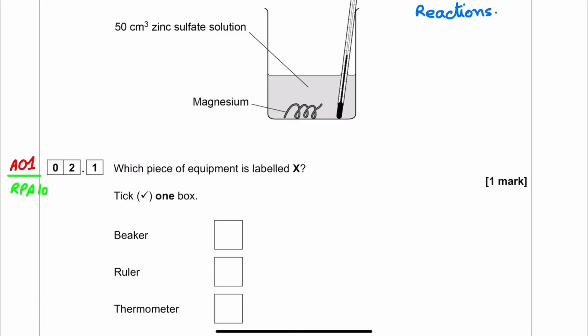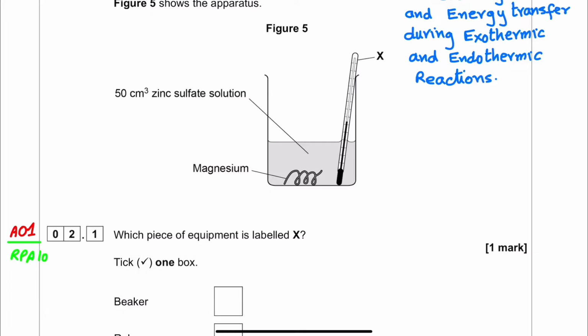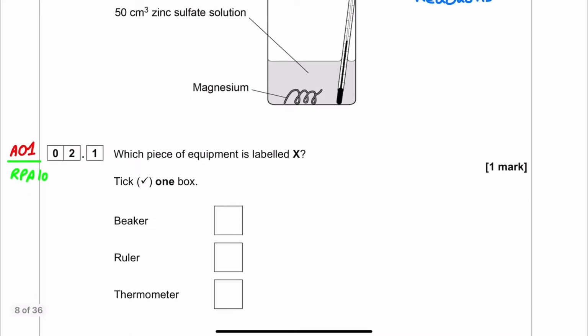2.1 is an AO1 question, and this question is from required practical activity number 10 of combined science. Which piece of equipment is labeled as X? If you go back to figure number 5, the piece of equipment labeled as X is a thermometer. So the correct answer is thermometer.